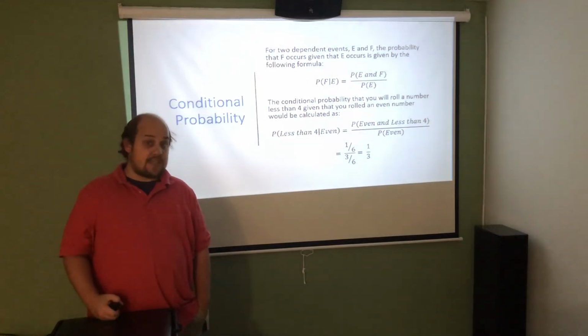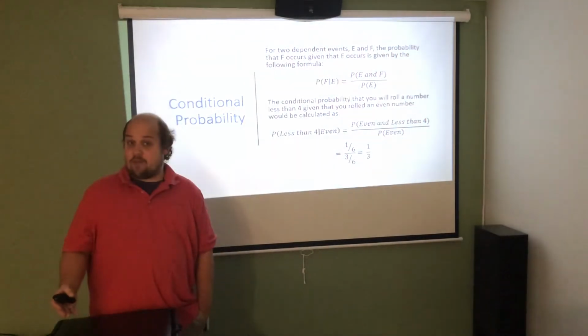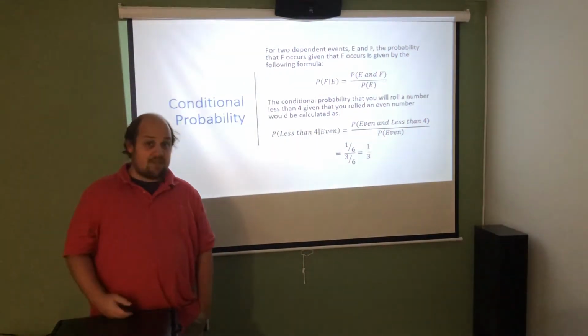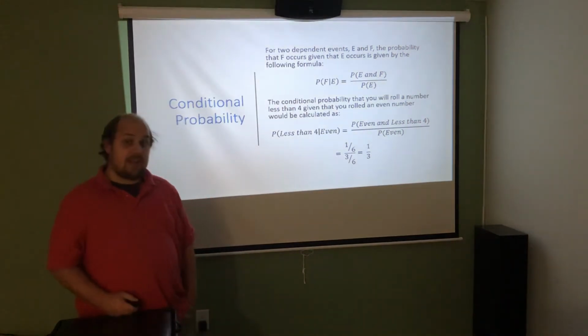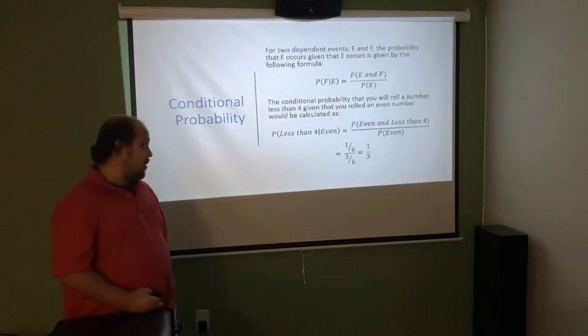If we think intuitively about what's happening here, if I rolled an even number, I rolled a 2, 4, or 6, the one of those that's less than 4 is the 2. So of the 3 possible things I rolled, one of them is less than 4. That's why the probability I got something less than 4 given I got an even is 1 out of 3.